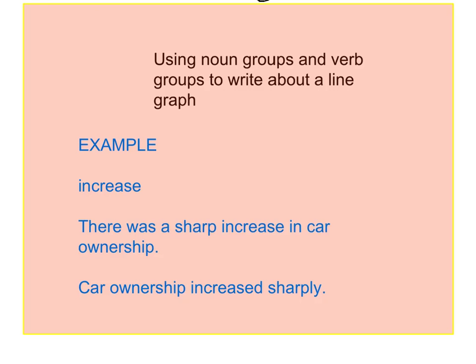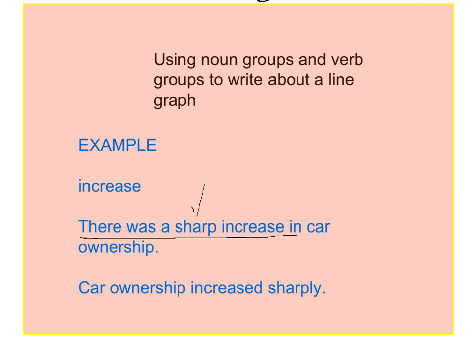In this video, I'm going to talk about using noun groups and verb groups to write about a line graph. What you can see is that the example gives us the word increase. If you want to write about it as a noun, you would say there was a sharp increase in car ownership.